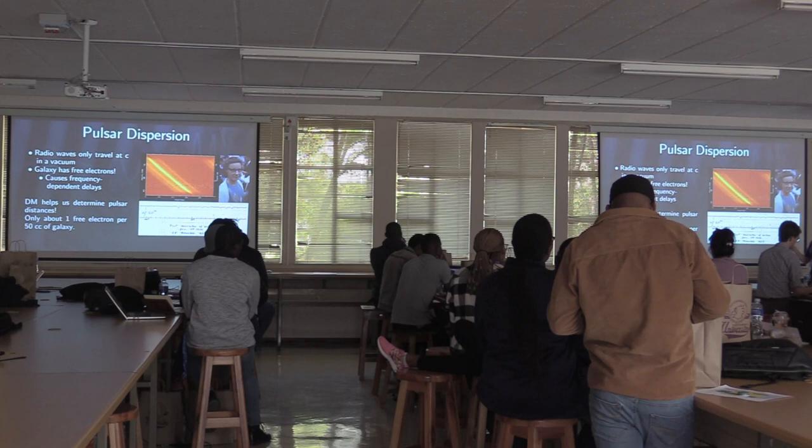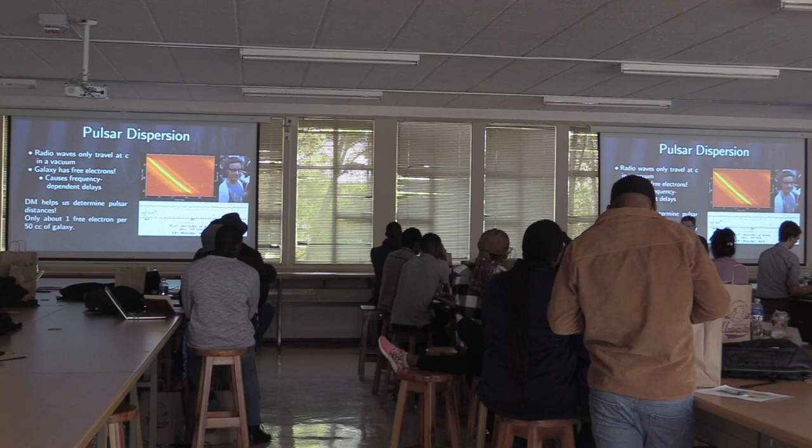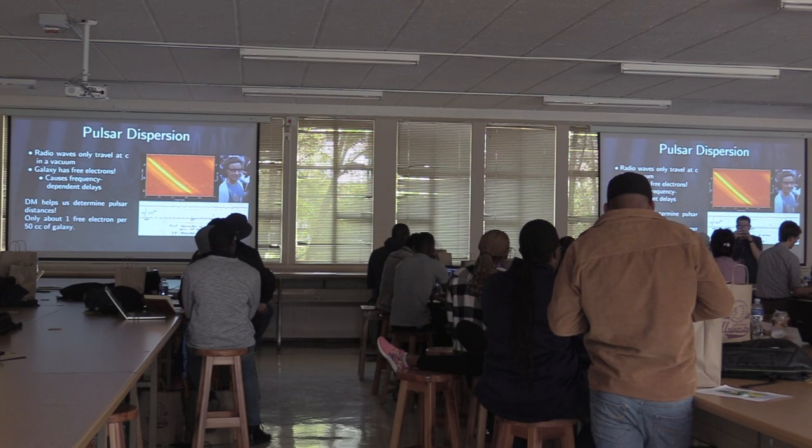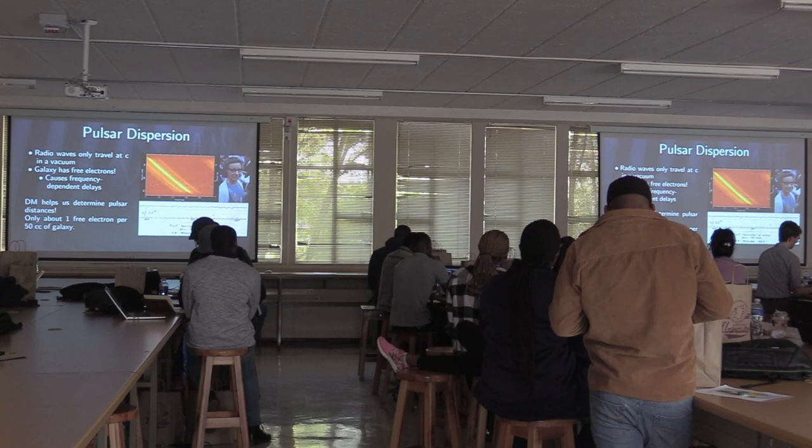If you know the distance to the pulsar, then you can calculate the free electron function of the galaxy. And if you do that, you find out there's about one free electron for every 50 cc's in the galaxy. Between galaxies is about 1 per meter. So you can actually use what's called this dispersion to count electrons in the galaxy.